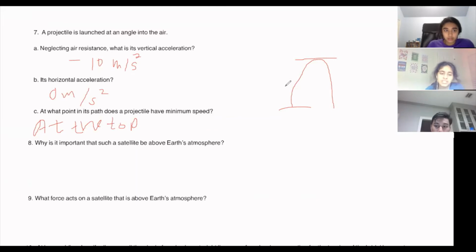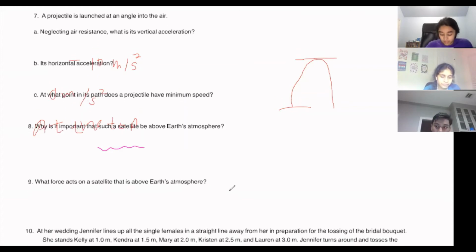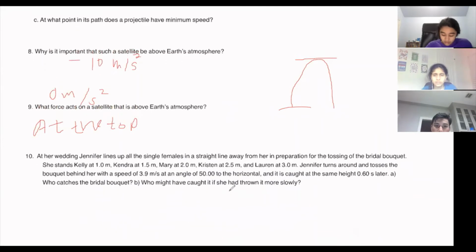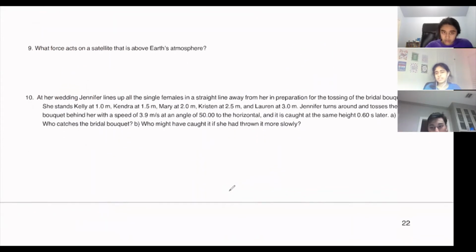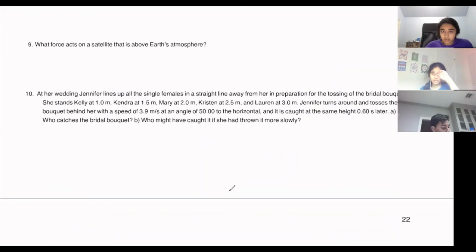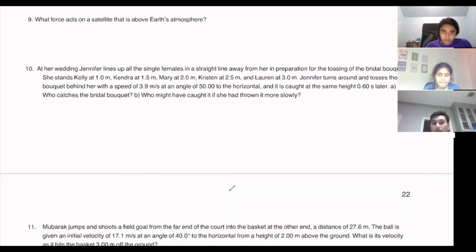Why is it important that such a satellite be above Earth's atmosphere? Well, it needs to escape gravity, so that's why it's above Earth's atmosphere. Yes, that's true. And what force acts on a satellite that is above Earth's atmosphere? To be clear, I think it needs to escape, I'm not sure if this is 100% right, but the pull of the gravity of the Earth, right? Because there's gravity everywhere. For 9, I'm not really sure. Does anyone else know? Yeah, it'd still be gravity, because remember we've learned that when meteors strike the Earth's atmosphere, it's because of gravity, right?